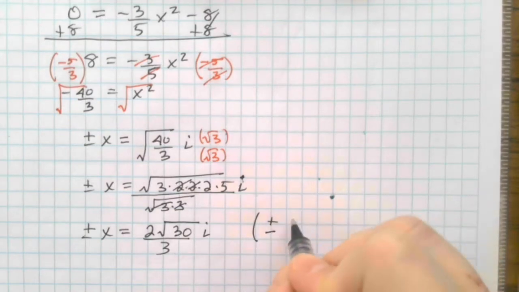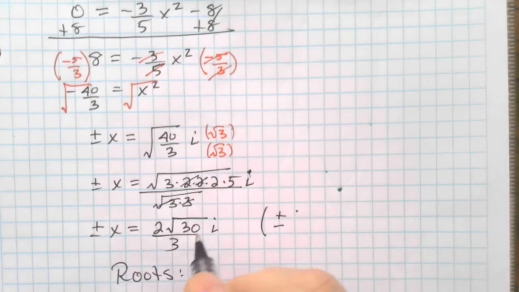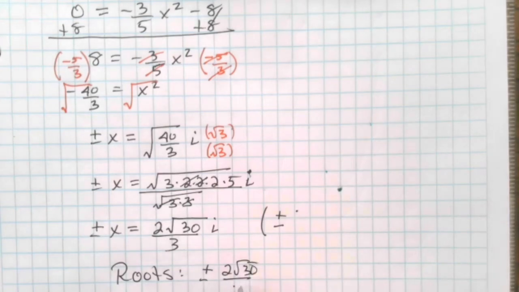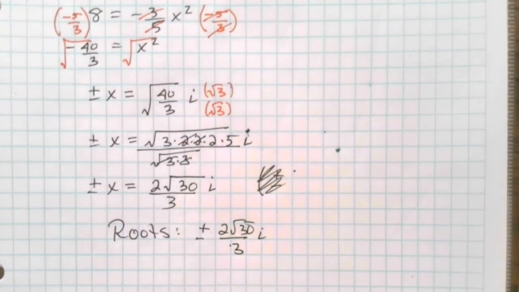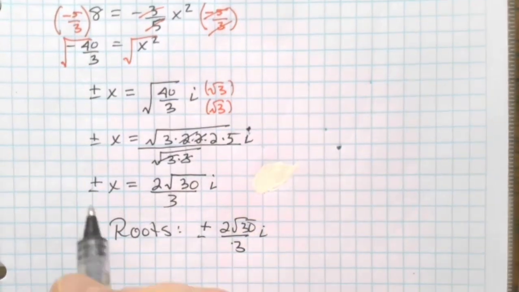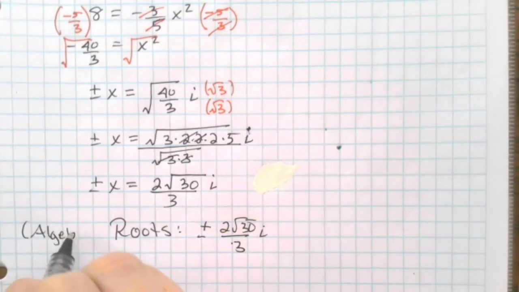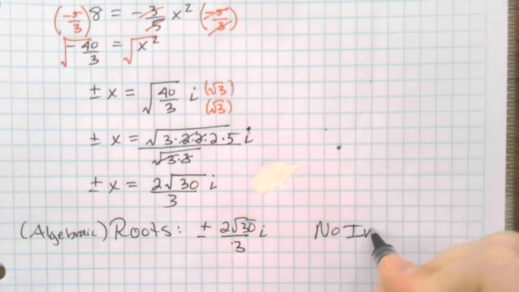plus and minus. Now, here's where we get into intercepts or roots. Technically, if it's imaginary, they're not really intercepts, they're actually roots. So we'd have to say it has the roots of plus and minus 2 radical 30 over 3i. If the intercepts come out imaginary, it means there are no intercepts. We have roots to the algebraic equation, so you might want to put algebraic. The algebraic roots are there, but we have no actual intercepts.